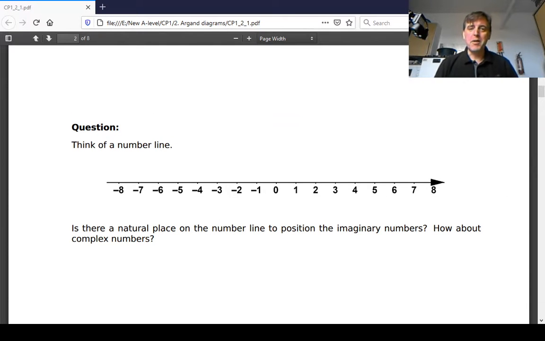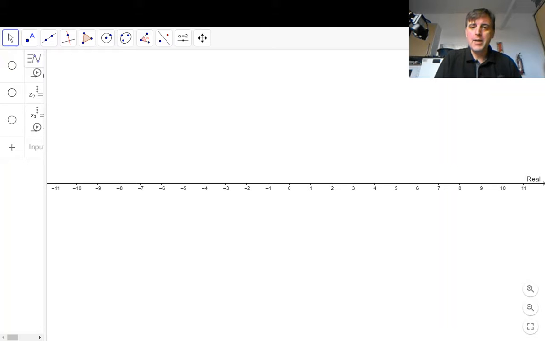Well, the simple answer is no. There is nowhere we can put our imaginary numbers on this number line here. There is nowhere we can put our complex numbers on our number line here. So how do we deal with that? Well, let's see if we can have a look at a number line here.